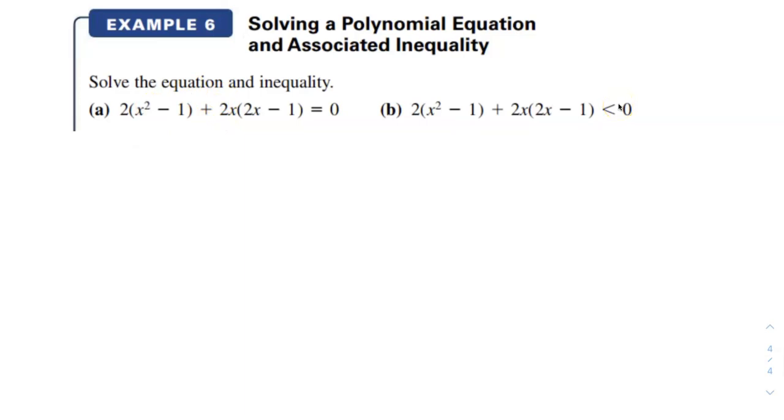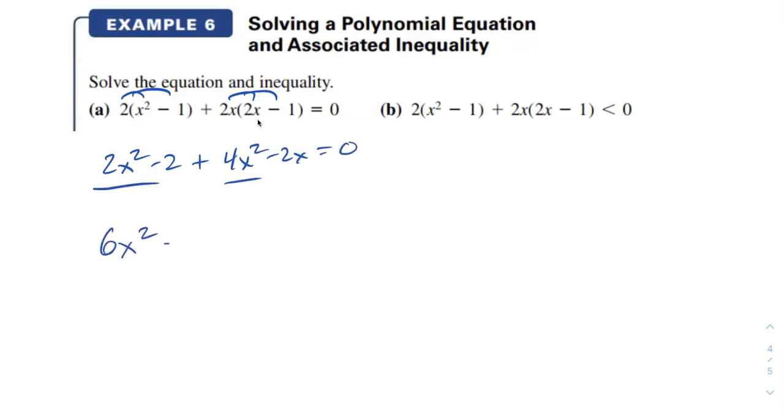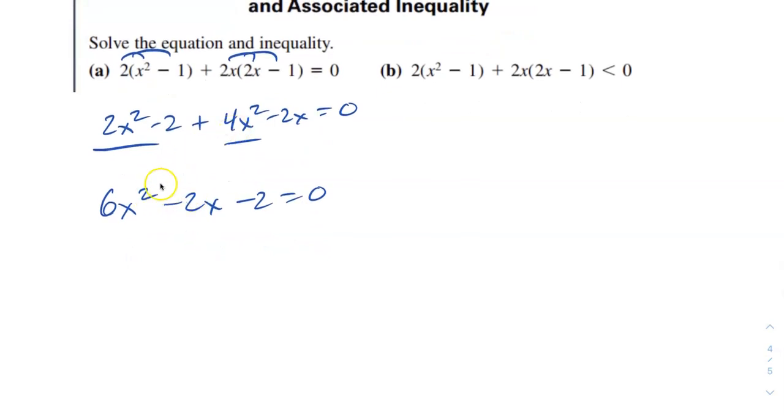So solve the equation. Now to do this, I would want to factor out, but these do not match. So instead we distribute. So I'm going to get 2x squared minus 2 plus 4x squared minus 2x equals 0. Add up like terms: 6x squared minus 2x minus 2 equals 0. Now it's just a normal quadratic problem. I can divide everything by 2 to make your life a little easier. So I get 3x squared minus x minus 1 equals 0.